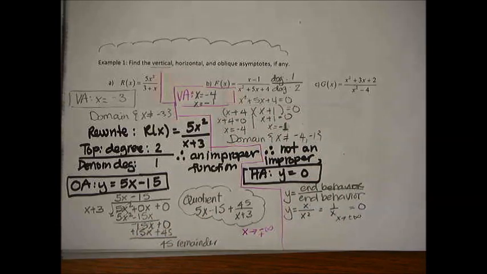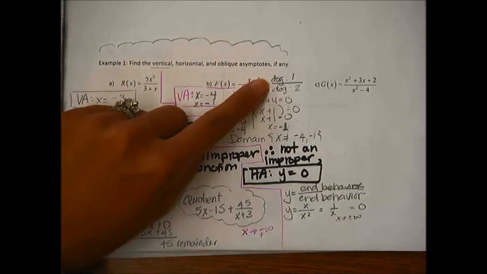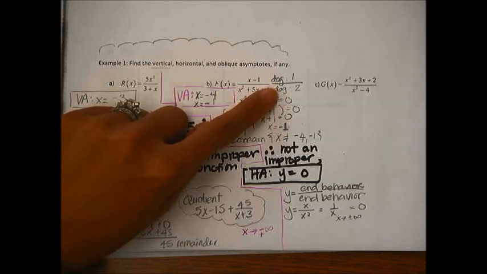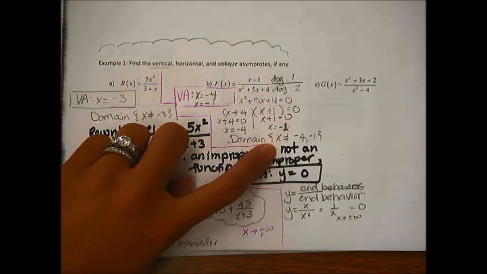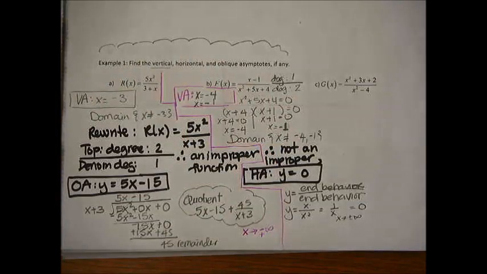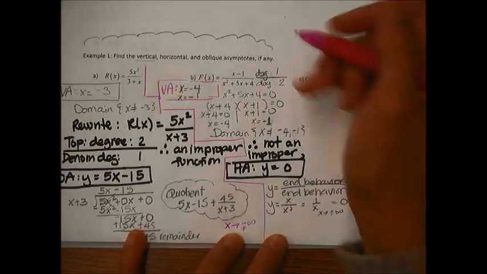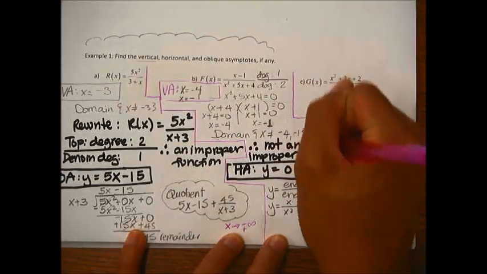So remember, the degree on the top is smaller and the degree on the bottom is larger, so therefore it's not an improper. And to find HA, take the end behavior on the top, divide by the end behavior on the bottom, always reduce, and assume x approaches a really large number to see what y it's going to be. Okay, last part of example 1.